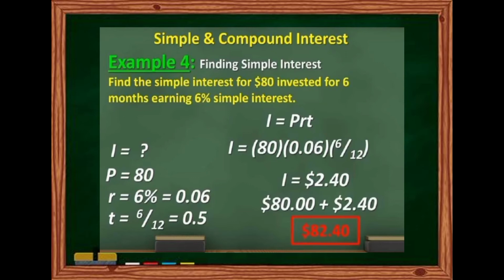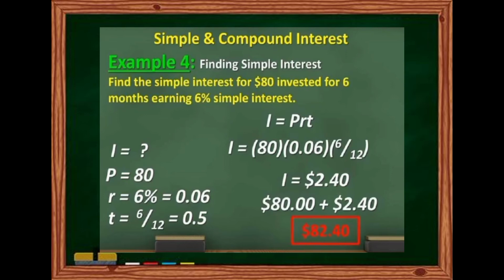Example number 4. Finding simple interest. The question is, find the simple interest for $80 invested for 6 months earning 6% simple interest. So, the unknown is interest, P is equal to 80, and rate is equal to 6% or 0.06. And the time is 6 over 12 or 0.5. So, the formula is I equals PRT.